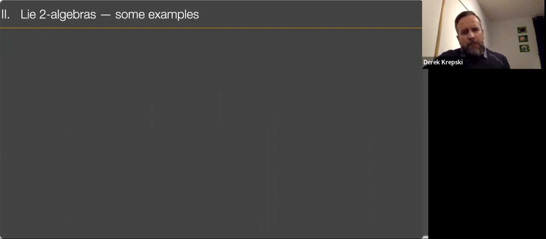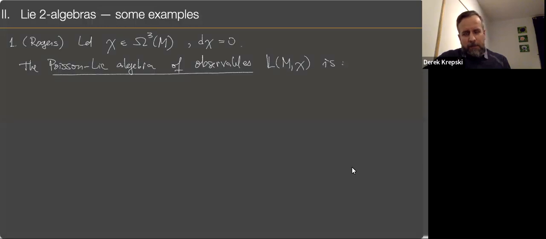Okay, so we'll make use of four examples of Lie 2-algebras in this talk. So let's just go over these, and then we'll start bringing things together in the last section. So this first example, I think, is due to Christopher Rogers. Given a closed three-form on a manifold, or I guess you could think of a 2-plectic manifold where chi is also non-degenerate in some sense, but we don't need that particularly right now.